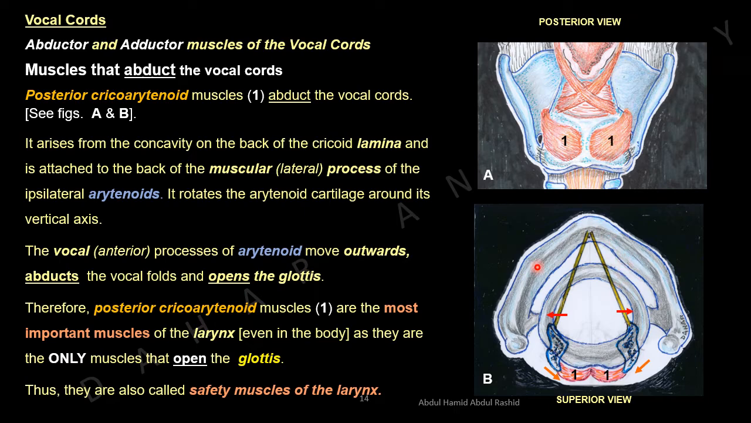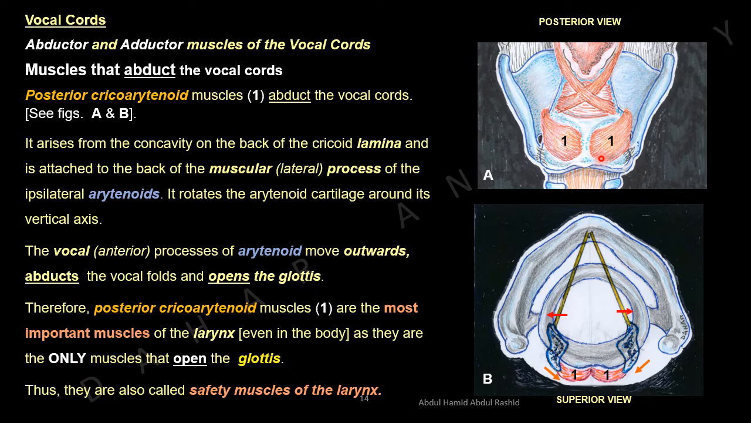If you see from above, this is thyroid cartilage, this is cricoid cartilage. Above the cricoid cartilage are the arytenoid cartilages. This is the lateral process of the arytenoid cartilage. This is the anterior process or vocal process of the arytenoid cartilage. So here is the posterior surface of the angle of the thyroid cartilage.